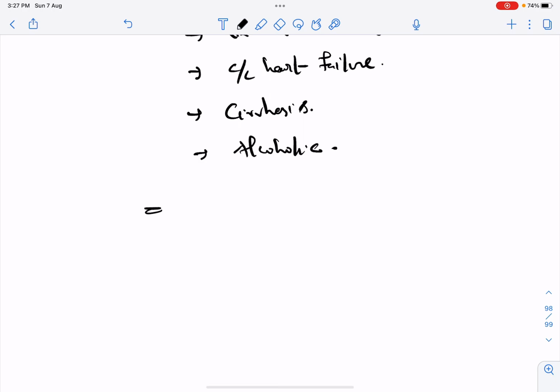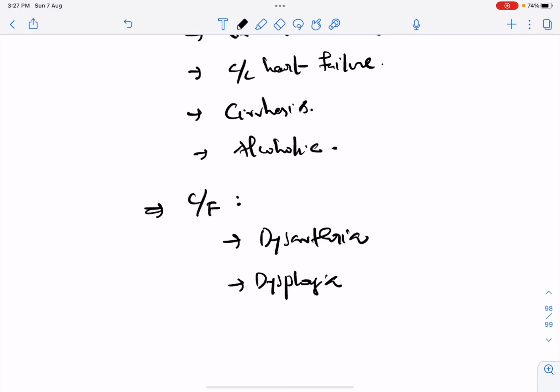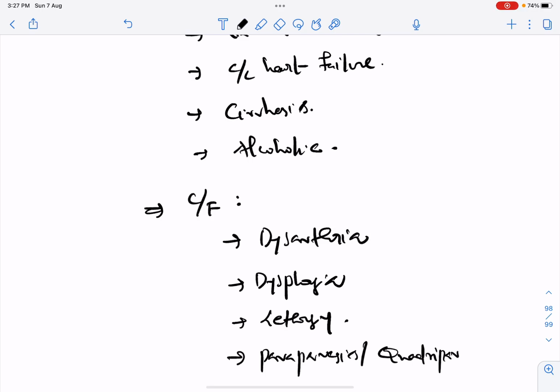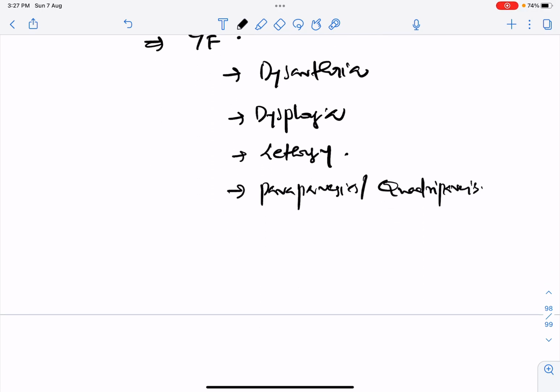Now moving on to the symptoms or clinical features of osmotic demyelination syndrome. It includes dysarthria, dysphagia, lethargy, paraparesis or quadriparesis, or it can even lead to seizures or coma. These are the clinical features of osmotic demyelination syndrome.